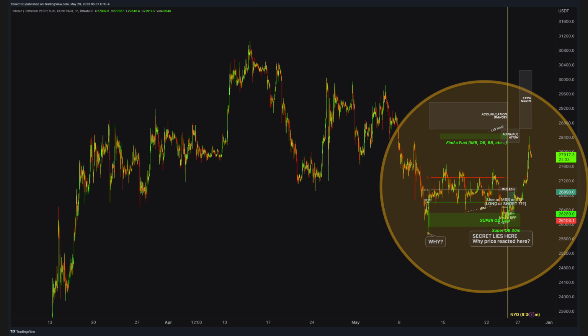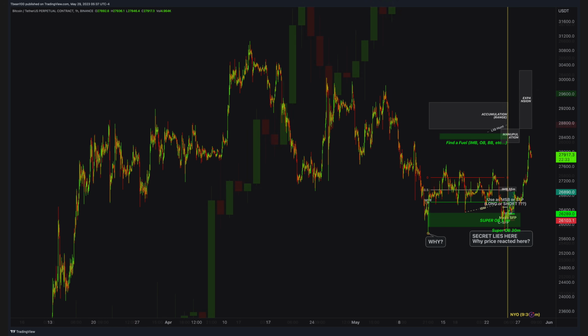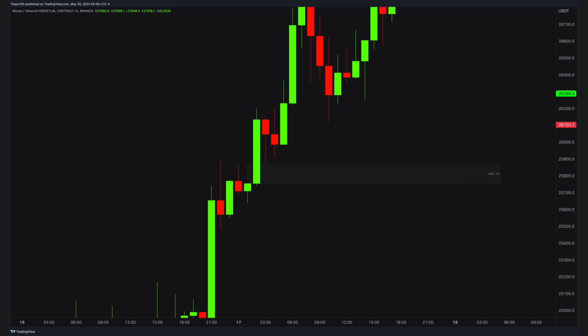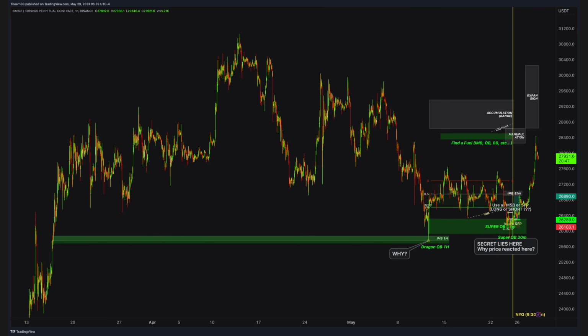All the analysis we did happened in this area until now, questioning why the price reacted here. I will zoom in on this area and check for the structures. We will look at what we can find. Let's see, a nice imbalance here, as you can see, combined with an order block. Nice. If you zoom out, you can see that price perfectly reacts to this structure.